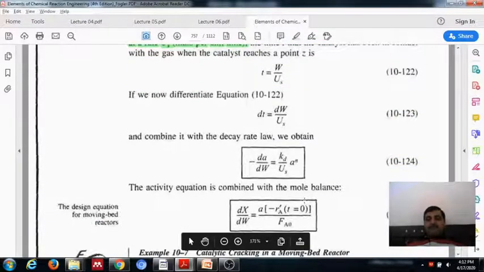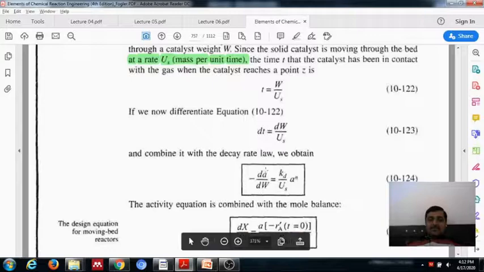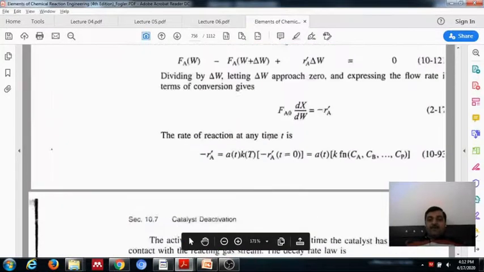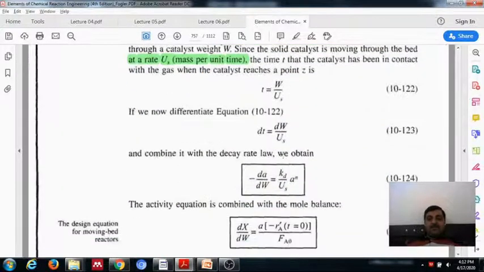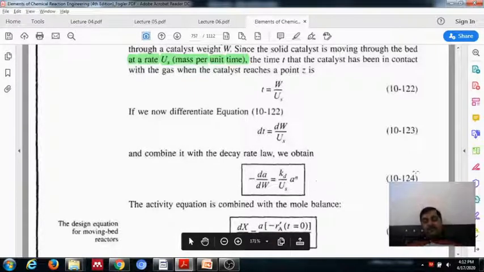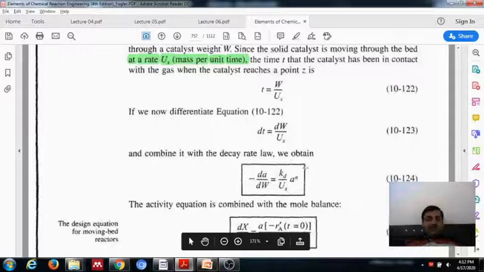If I solve these two equations together, I'll be able to see how my conversion changes with respect to the weight of catalyst in a moving bed reactor, and I can also tell how my activity changes, this being a function of mass velocity. These are the simple equations, two equations for a moving bed reactor that we'll be using.